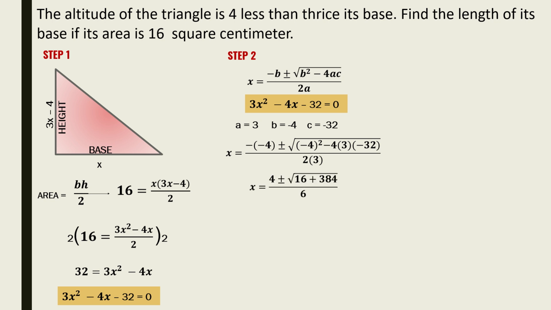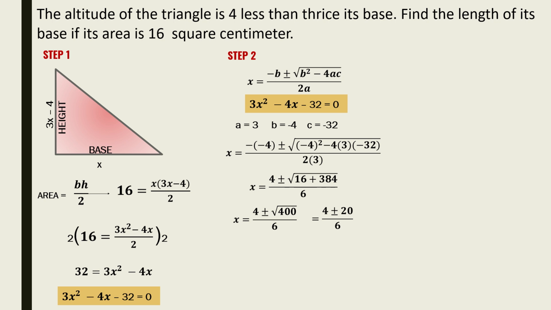To simplify that, we'll have 4 plus minus the square root of 16 plus 384 all over 6. Again, simplifying that, we have 4 plus minus the square root of 400 all over 6. And the square root of 400 is 20. So, that will become 4 plus minus 20 all over 6.